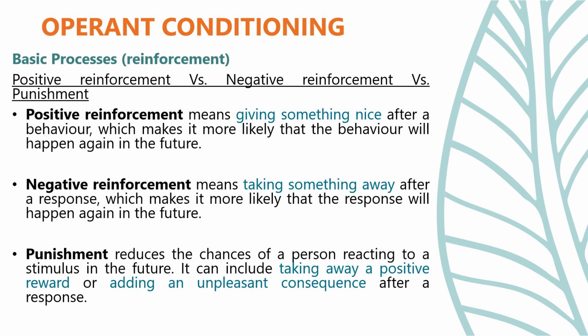The third term is punishment. Punishment reduces the chances of a person reacting to a stimulus in the future. It can include taking away a positive reward or adding an unpleasant consequence after a response. So this can be considered as punishment also.